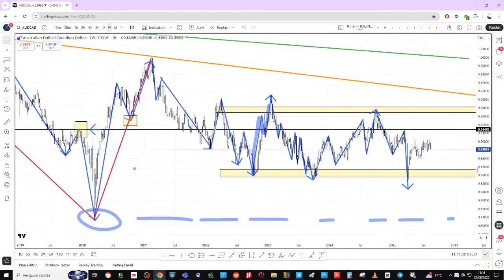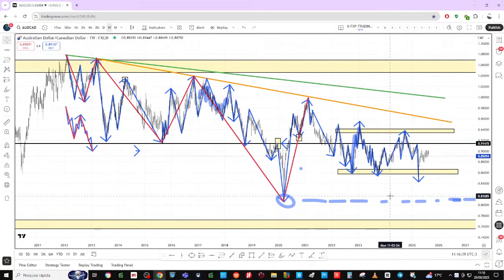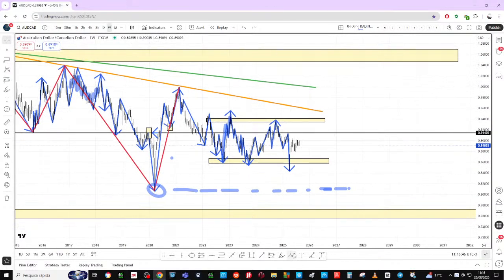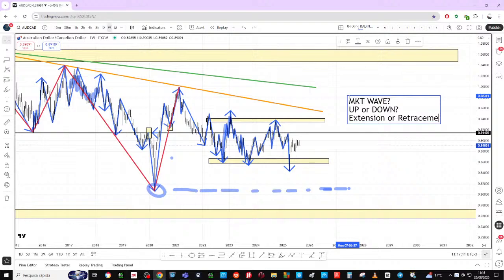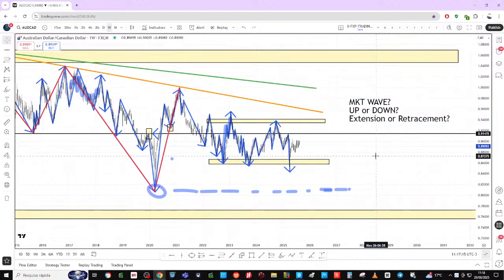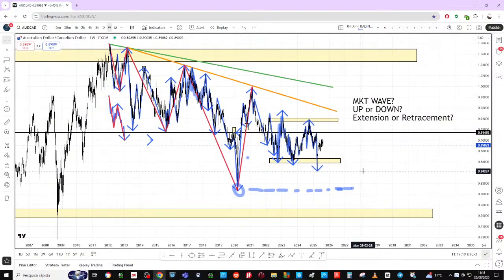Okay? So, everybody, as an analyst, what would you tell your trader? How is the market wave or market structure? Let's use the term market wave. Is the market wave up or down, or is the market wave in extension or retracement? How is the market wave, everybody? The red one. Analyst, what are you going to do to your trader? I'm referring to the one where the consolidation starts.